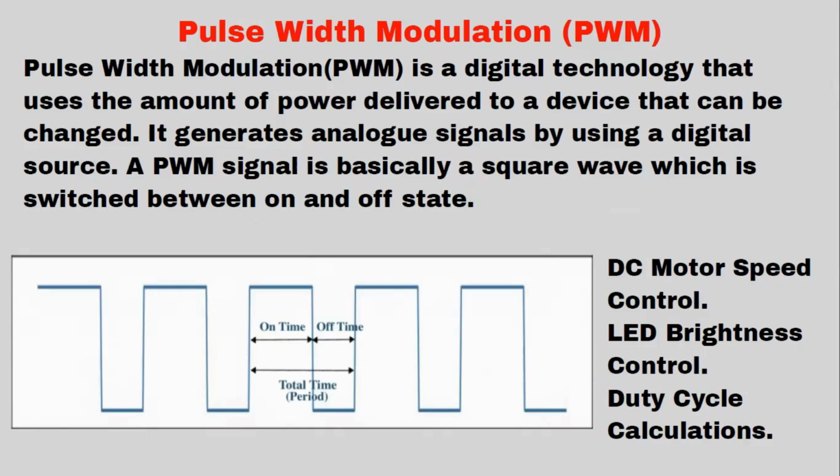A PWM signal is basically a square wave. You can see here, it's a square wave which is switched between on and off state. Suppose this is the on state and this is the off state. Where it is used: DC motor speed control, LED brightness control, duty cycle calculation. There, the PWM controls play an important role.